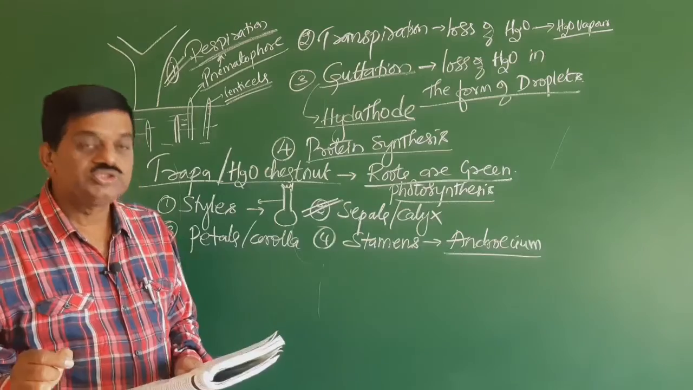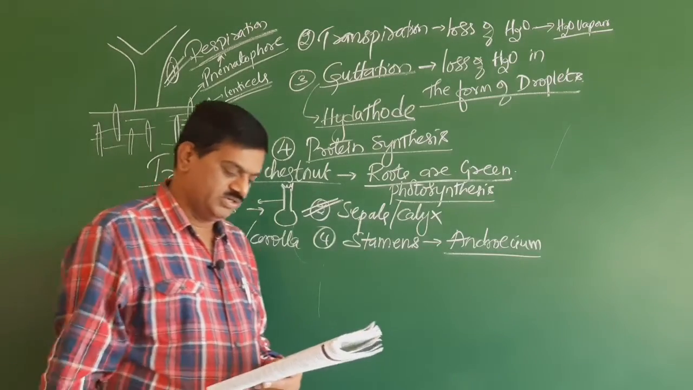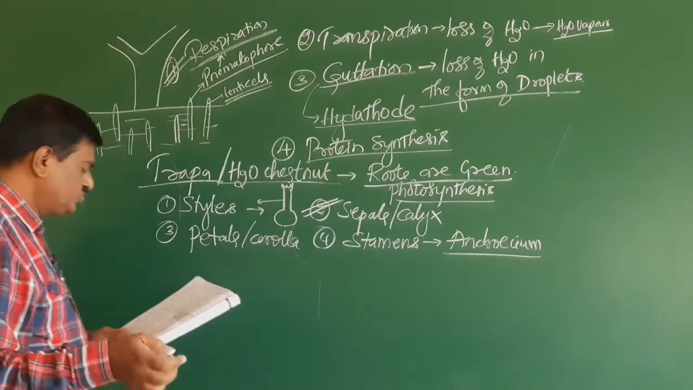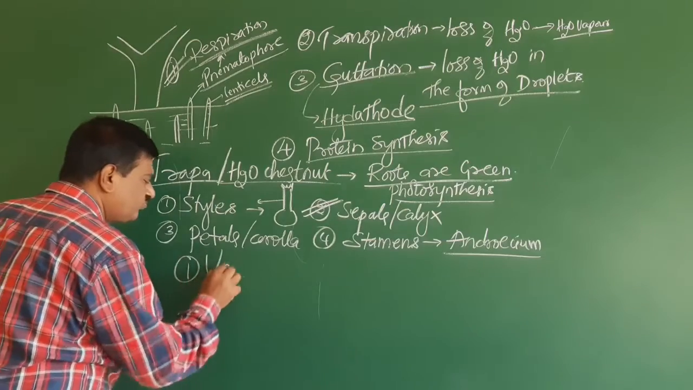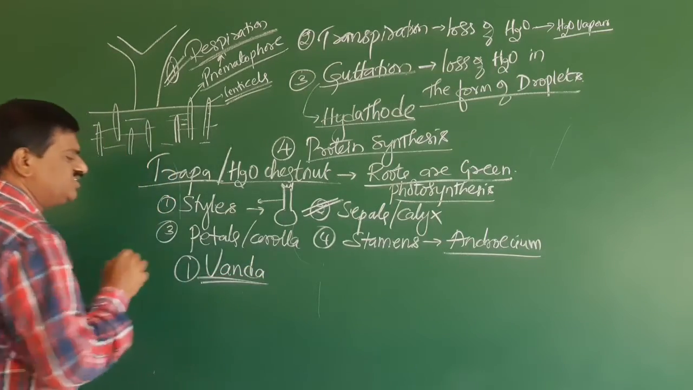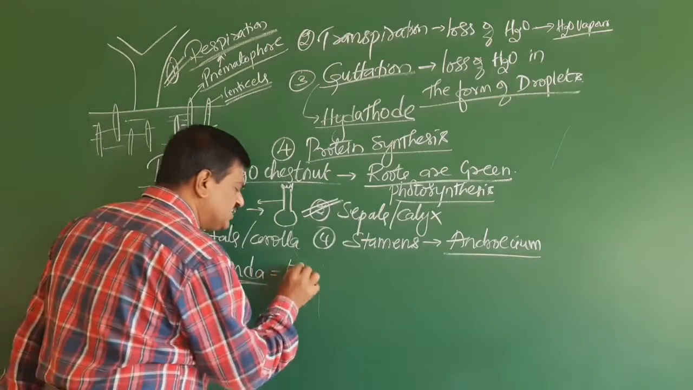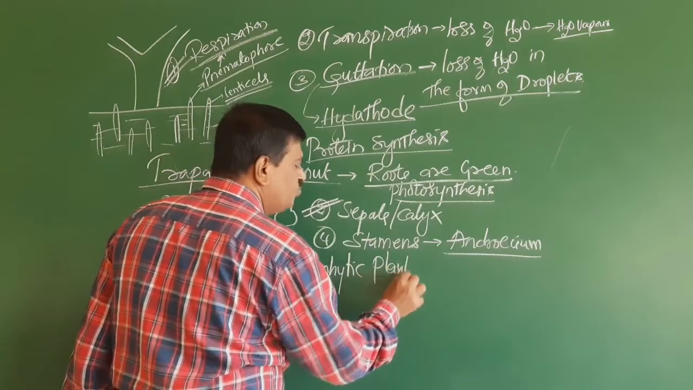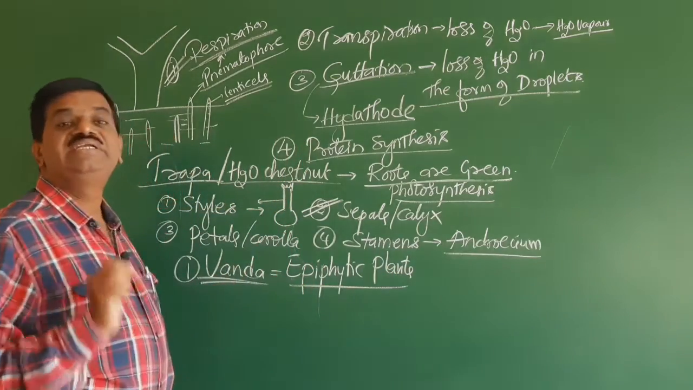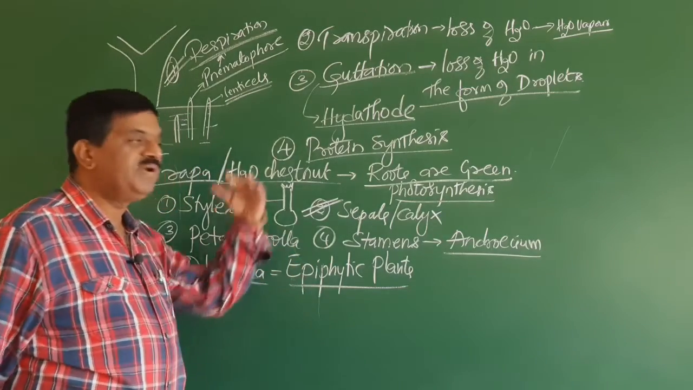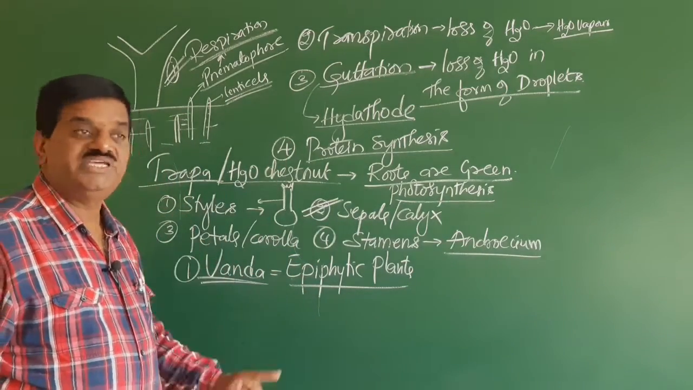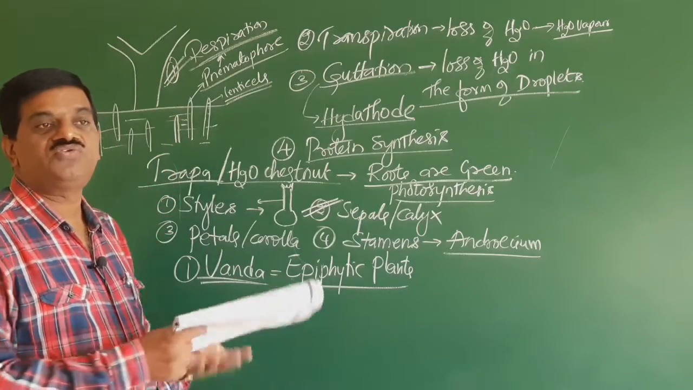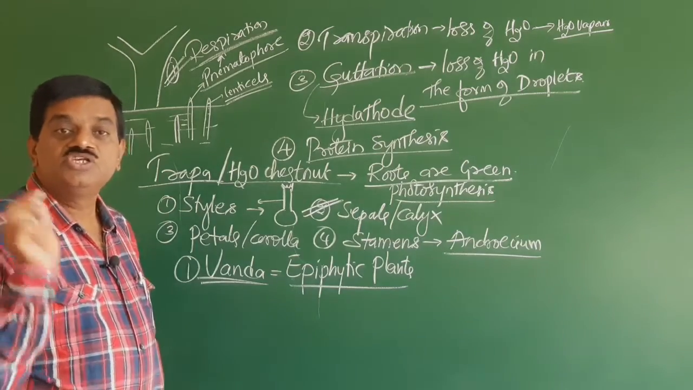Hygroscopic roots occur in which plant? The first option is Vanda. This is an epiphytic plant, which grows on other plants and trees. An epiphyte is one which grows on other trees. In epiphytes, there is a presence of velamen roots. The roots are spongy.